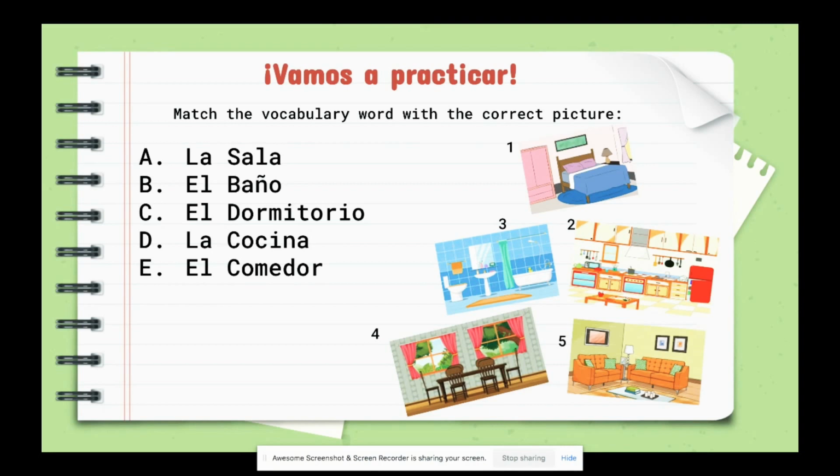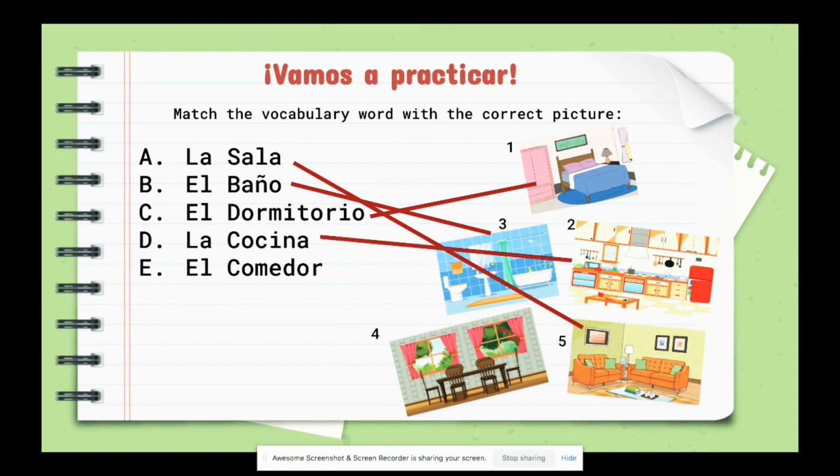So feel free to pause the video here or whenever we do any activity to take your time and do it on your own before we go over the answers. Okay, so let's go over it. La sala matches with picture 5, as it means living room. El baño matches with picture 3, as it means bathroom. El dormitorio matches with picture 1, as it means bedroom. La cocina matches with picture 2, since it means kitchen. And finally, el comedor matches with picture 4, since it means dining room.